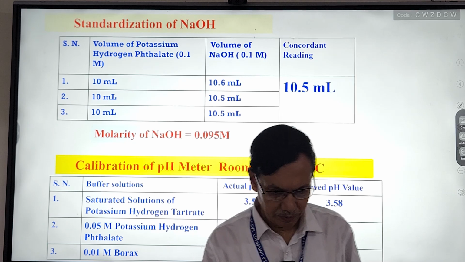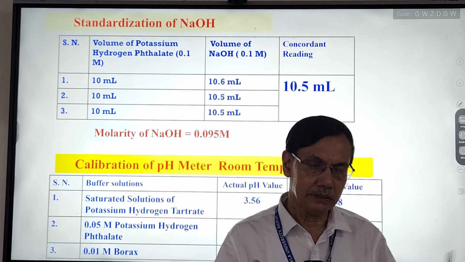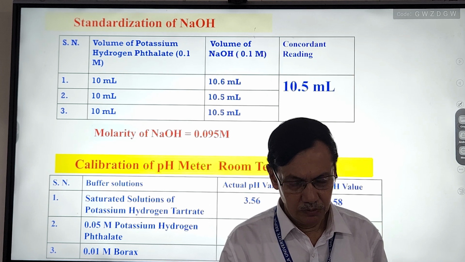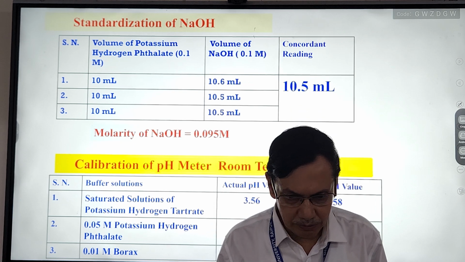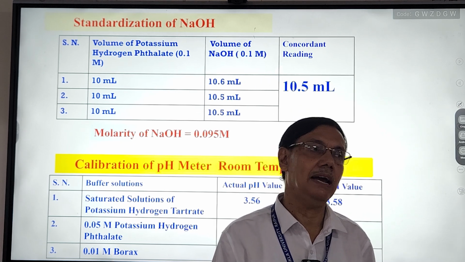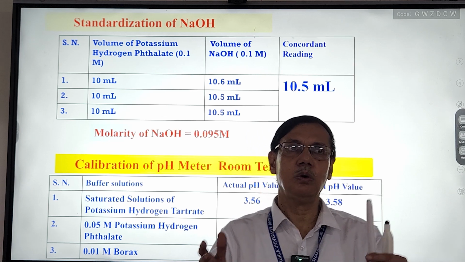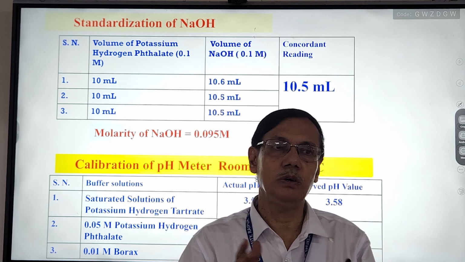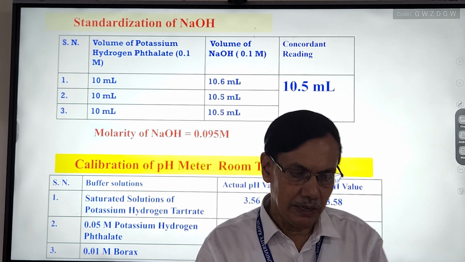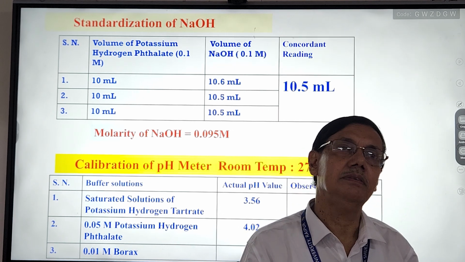Dear students, in the first part, I discussed the theory of pK determination by the pH metric method. You have seen that I use the Henderson-Hasselbalch equation, and I have also discussed why at the half neutralization point pH is equal to pK.